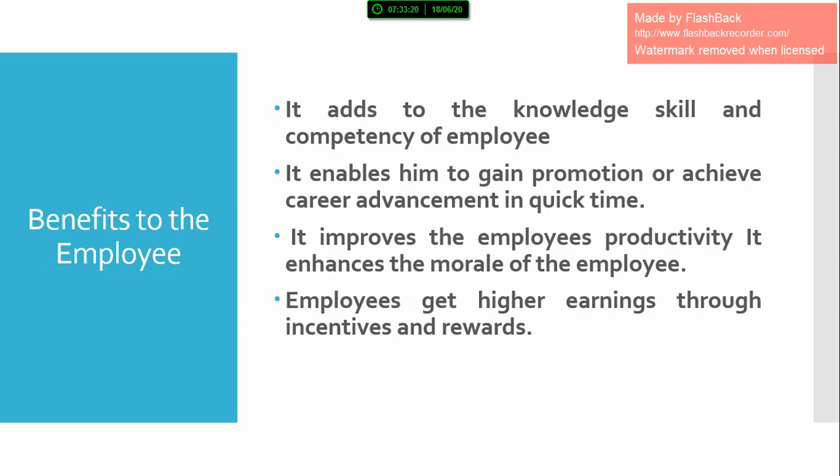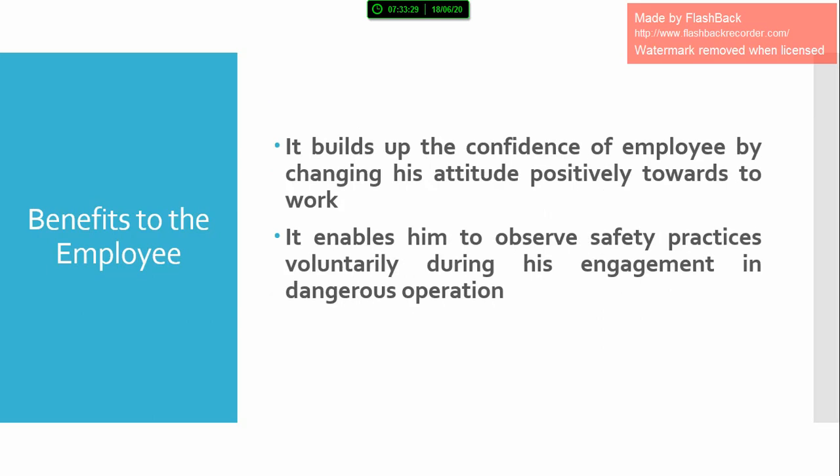It enhances the morale of the employee. And employees get higher earnings through incentives and rewards. It builds up the confidence of the employee by changing his attitude positively toward work. It enables him to observe safety practices voluntarily during his engagement in dangerous operations. So these are the benefits to the employee.